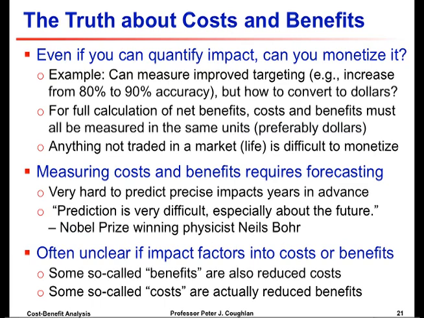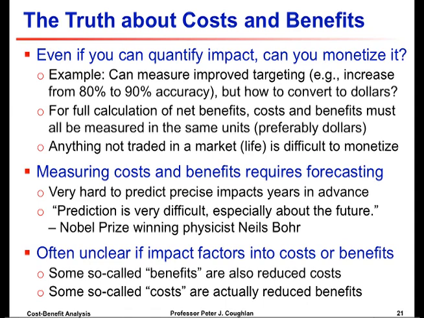Now, even if you can quantify an impact, there's a difference between quantifying it and monetizing it, right? For example, suppose I have a new targeting system, or new weapon system, could be just a new firearm, right? And I can measure and quantify how this new system improves my targeting. For example, it could be that from 3,000 yards, we hit the target 90% of the time instead of 80% of the time with the old system, right? So we can certainly quantify the benefit.